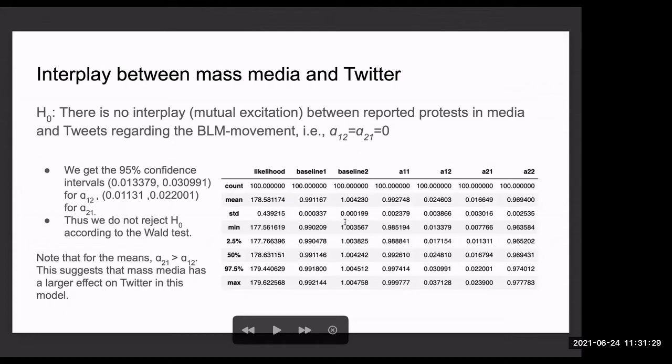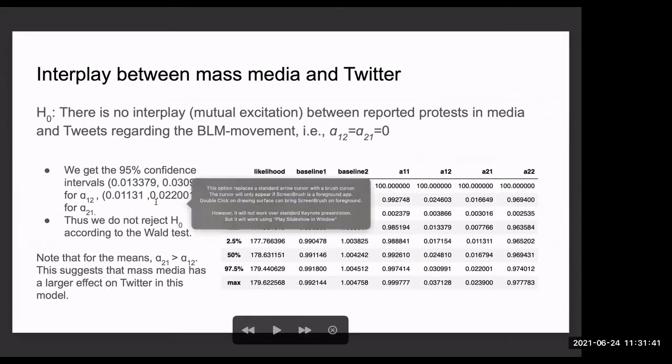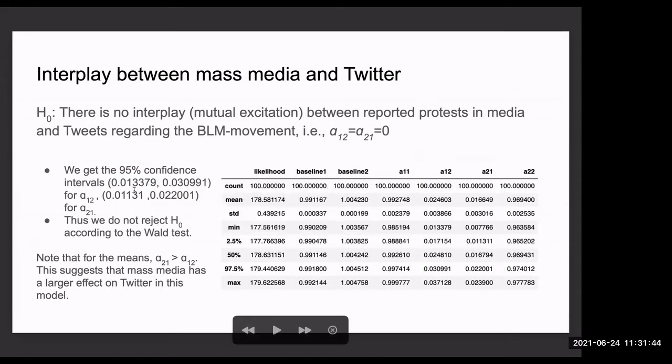So we get these confidence intervals. These two are the interesting parameters. We see that this does not contain 0. So with 95% confidence, we can reject the null hypothesis according to the Wald test that these parameters are in fact 0, which means that we cannot say that there is no interrelationship between social media and mass media.